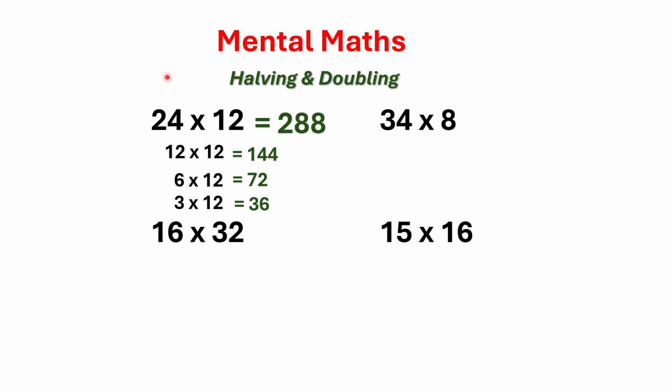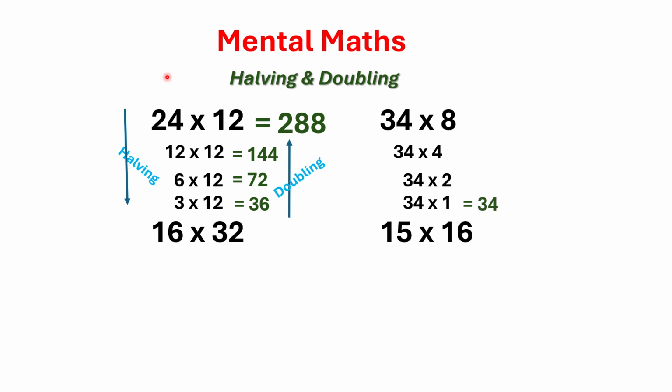34 times 8. We halve. So here we go down halving, and here we go up doubling. Now 34 times 8 is difficult, so I'll just do 34 times 4. Oh, it's also difficult, so I'll do 34 times 2. I don't even know 34 times 2, so I'll do 34 times 1. 34 times 1 is just 34. Times 2 is just double of 34, so it's 68.